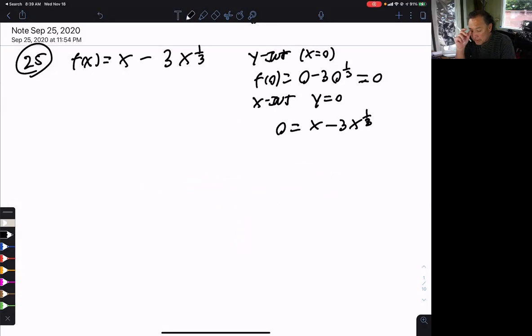So here's how I'm going to do this one. I'm going to rewrite this. There's a couple ways we can, but no, I'm going to factor out the x to the 1/3. They both have an x, so I'm going to factor that out. Then I'm left with 1.